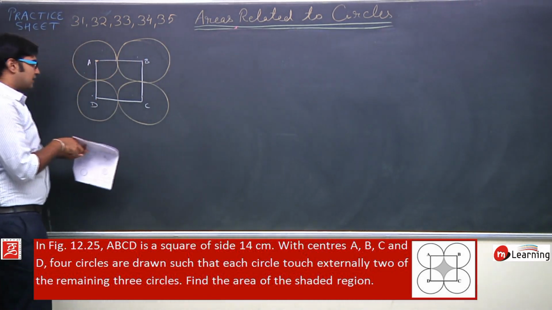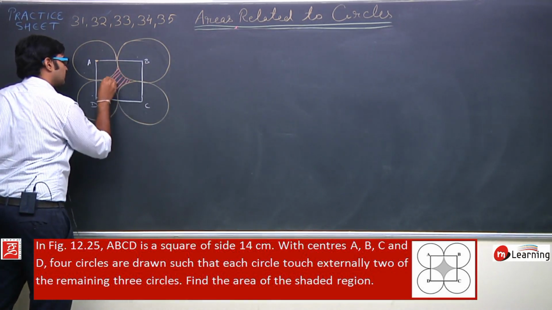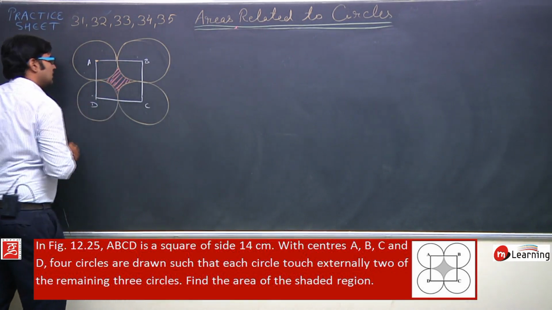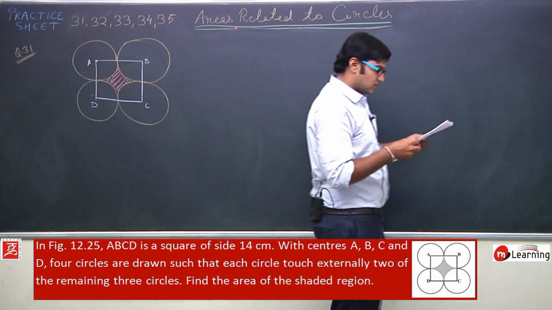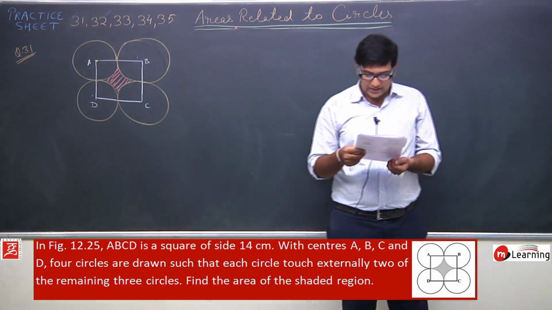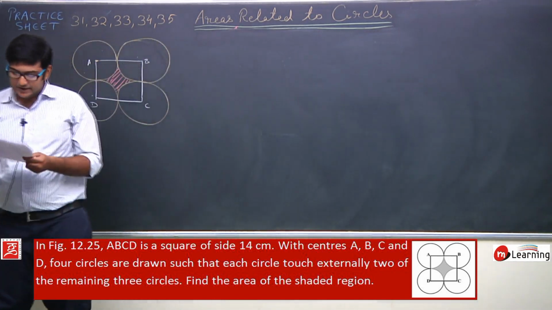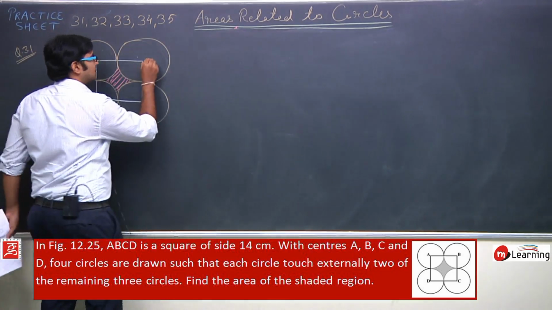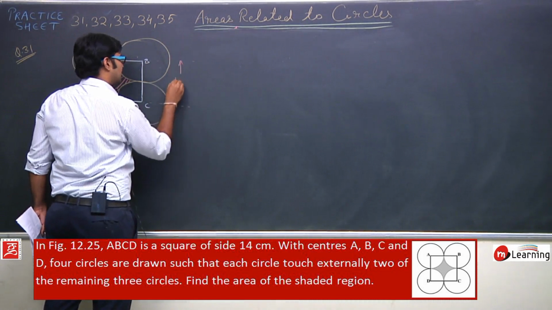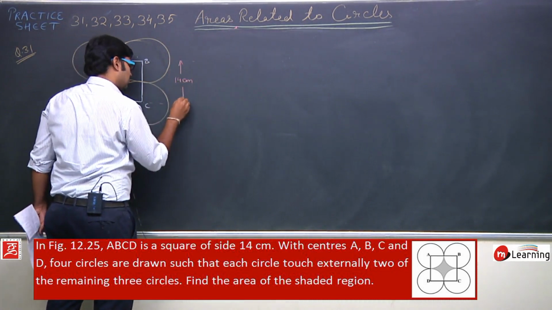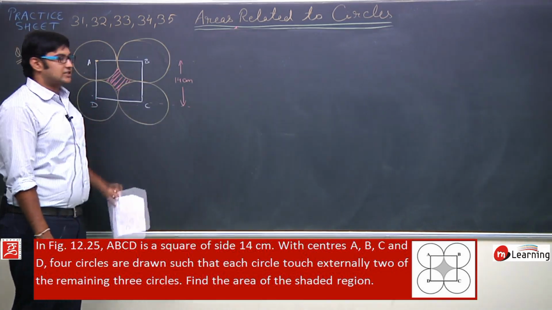And we have a region in between these 4 circles, and we need to calculate the area of this region. So what it says is, you need to determine the area of this region. Now it is given that the side of this square is 14 centimeters. Now how to determine the area of this region?